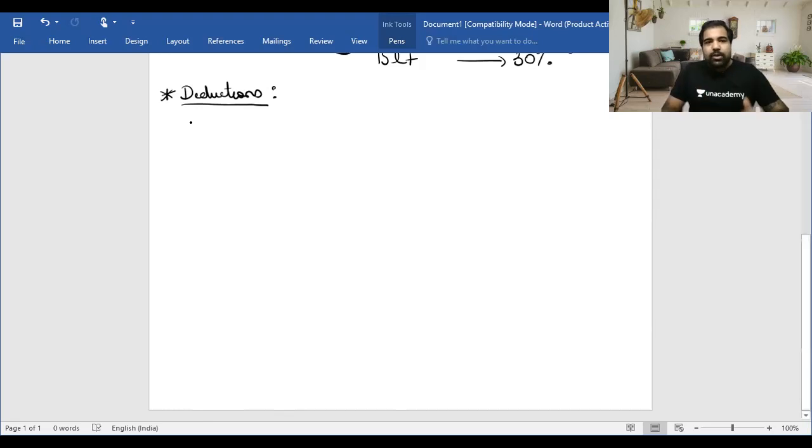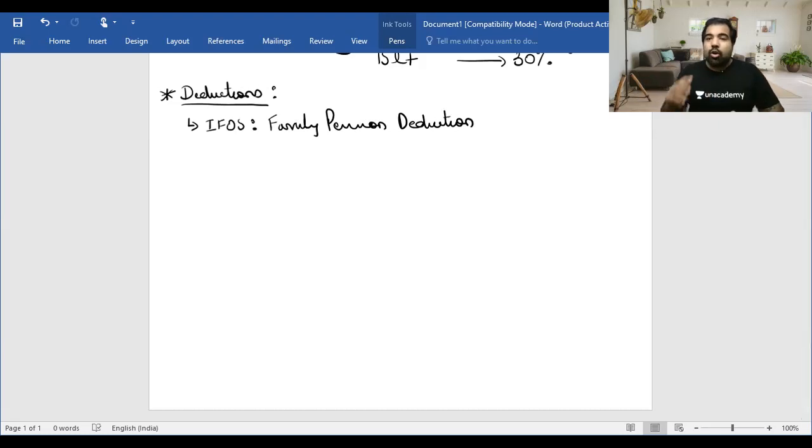The first head, I'm going backwards, is IFOS. In IFOS, there is income under section 56 and expenses under section 57. But in those deductions, one deduction you will not get, that is the family pension deduction. If you don't recollect, family pension is what your family gets on your behalf when you are no more. In that case, they get a deduction of 1/3 of the monthly pension or 15,000, whichever is less, but that deduction you will not get. That's the only deduction you will not get in IFOS.